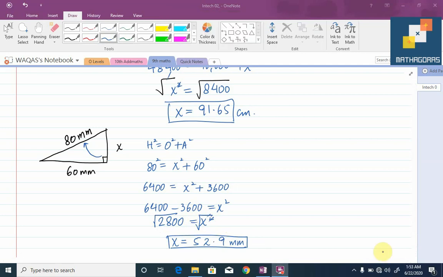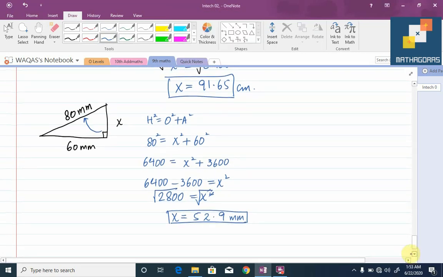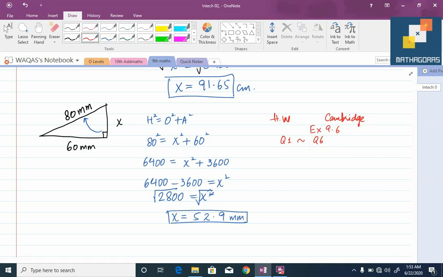right? So I hope that all of you have a good idea regarding Pythagoras theorem, how to apply Pythagoras theorem and how to find unknowns. What you guys need to do, your homework is, you need to do question number 1 till question number 6, exercise 9.6 of your new Cambridge books, right? So you need to attempt all 6 questions. They are very similar to the questions that we have done right now, right?